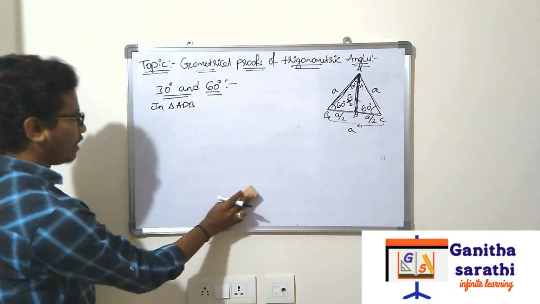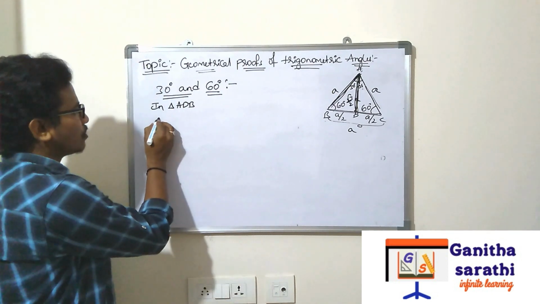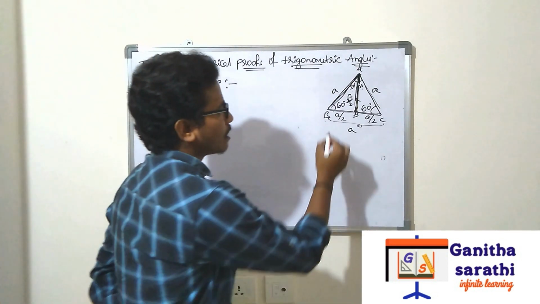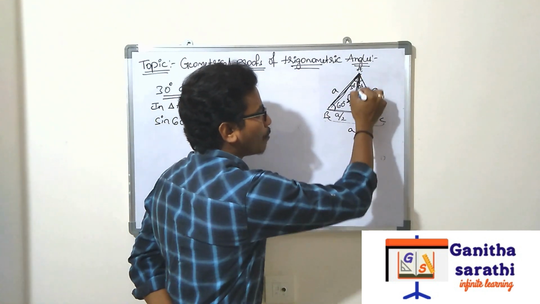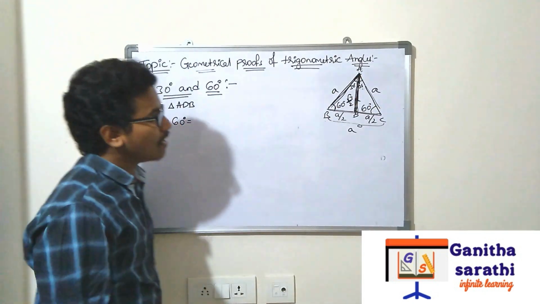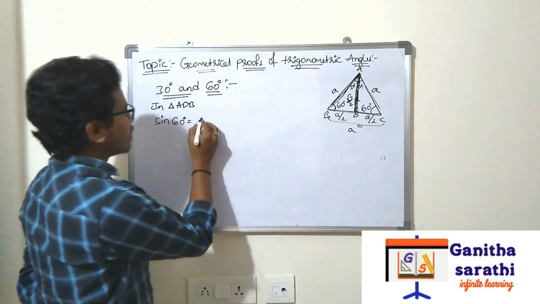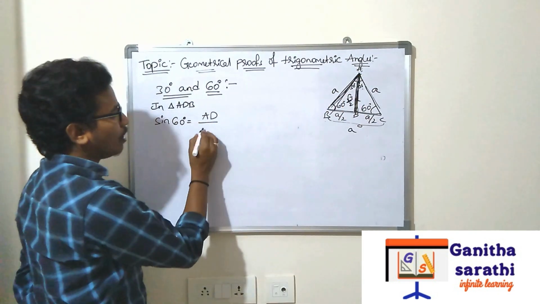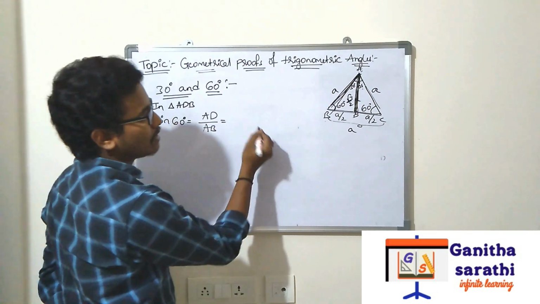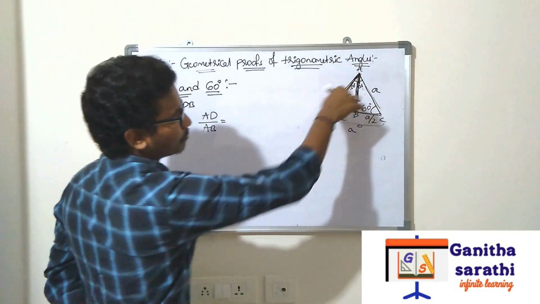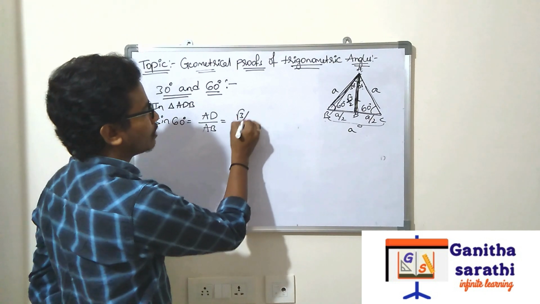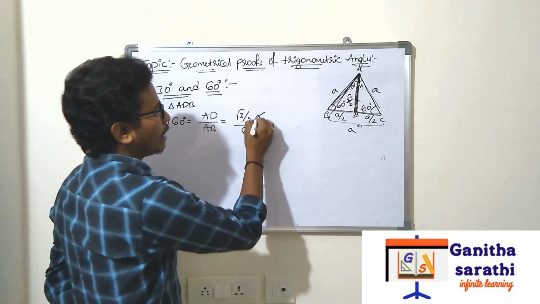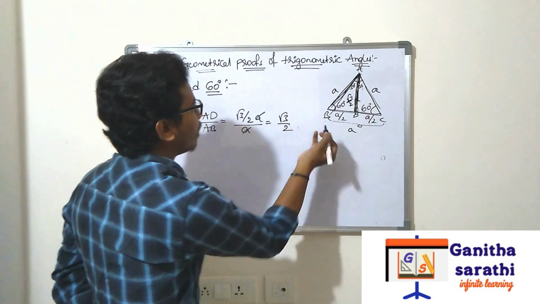Same formula you can apply. Sine formula, sine 60. Sine 60 is equal to opposite side by hypotenuse. For 60 degrees, what is the opposite side? AD is the opposite side, right? Sine 60 is equal to AD by hypotenuse, which is AB. AD by AB. What is the AD value? Root 3 by 2 A by A. A and A get cancelled. It will be root 3 by 2.